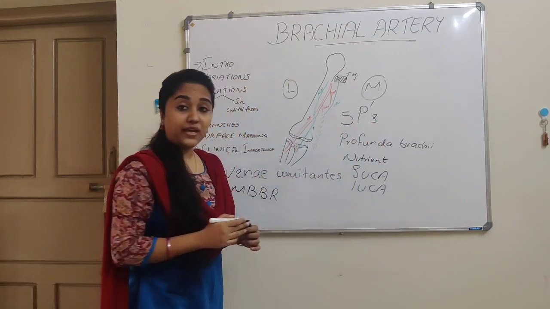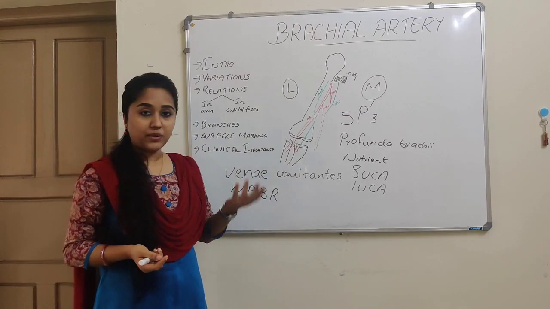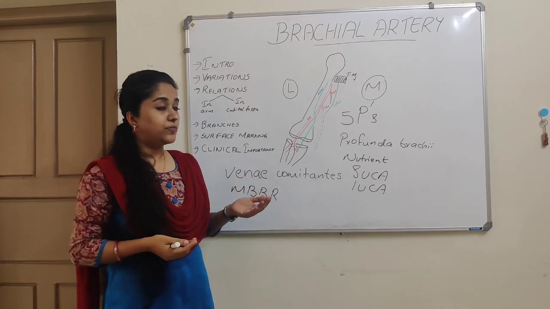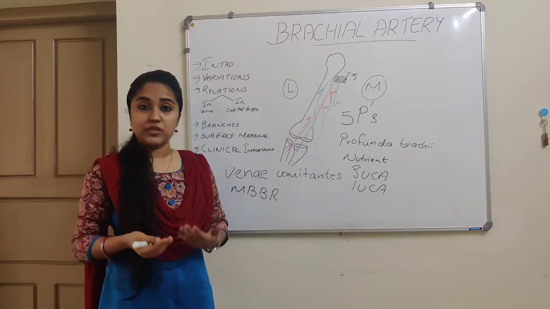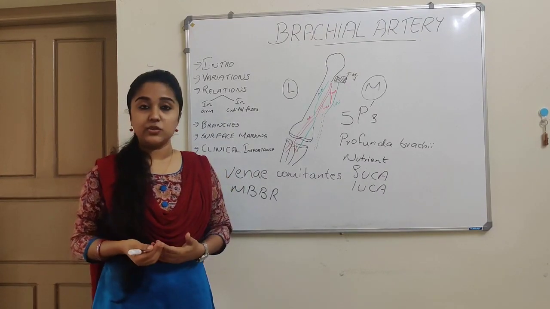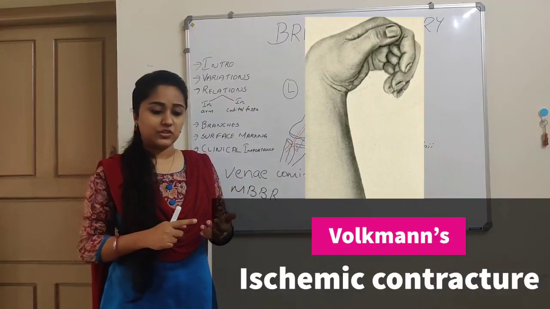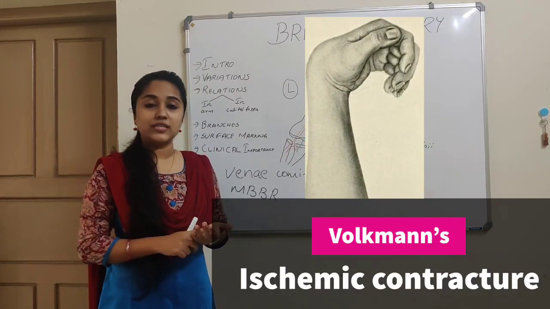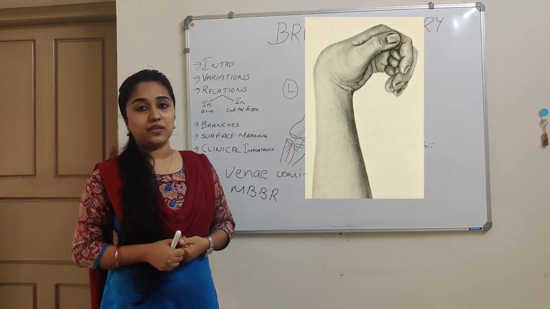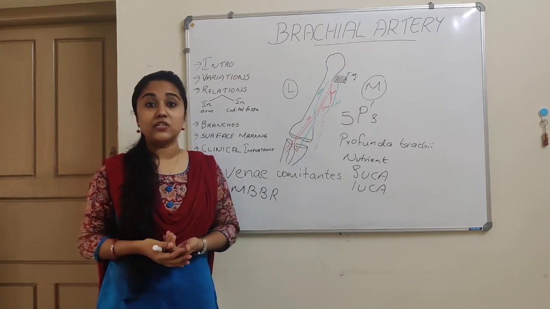The 5 P's are pain, pallor, puffiness, pulselessness, and paralysis. So there will be severe pain. Since there is no blood supply, there will be pallor, then puffiness around the area, the pulse cannot be felt, and that can lead to paralysis. In severe cases, it can lead to necrosis and contracture of the flexor muscles. So there will be flexor contracture of the metacarpophalangeal joints and the interphalangeal joints, referred to as Volkmann's ischemic contracture.